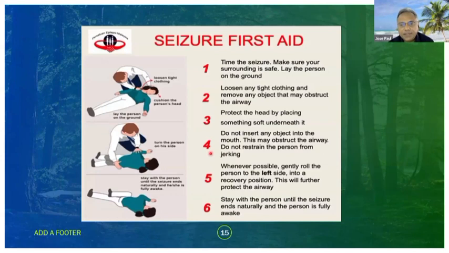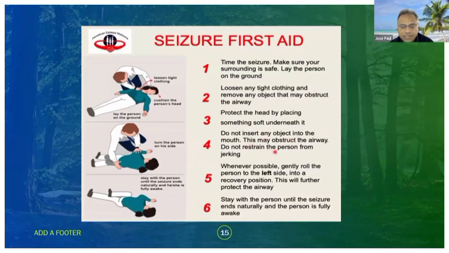So the first thing that you have to do is first aid for seizure. You time the seizure, make sure that the surrounding is safe, lay the person on the ground, loosen any tight clothing and remove any objects that may obstruct the airway. First and foremost, look at the airway and clear the airway. This is especially important in elderly patients who have dentures. The dentures have to be removed because they can obstruct the airway. Protect the head by placing something soft underneath it.